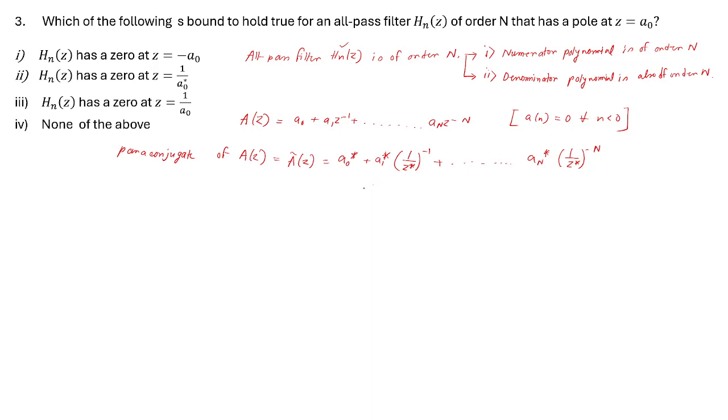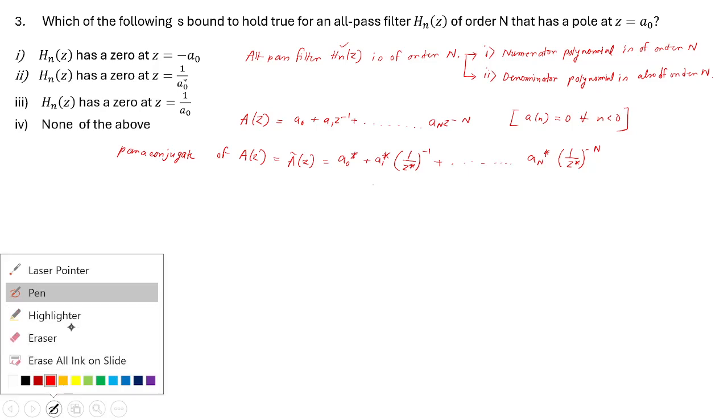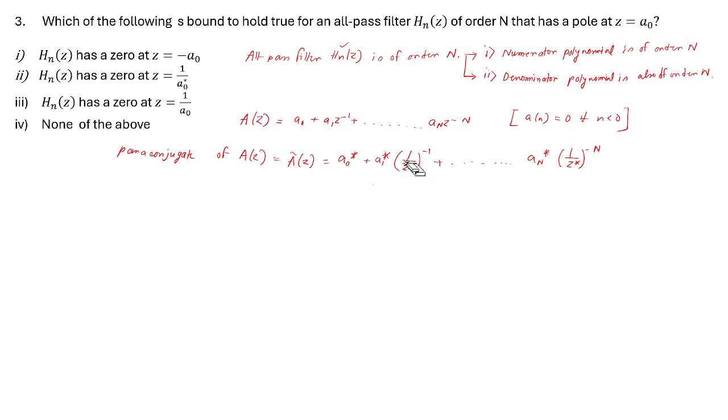Oh, I guess I made a mistake here. Sorry about that. Paraconjugation is about replacing Z by 1 by Z, not complex conjugate of Z. Extremely sorry for the mistake.